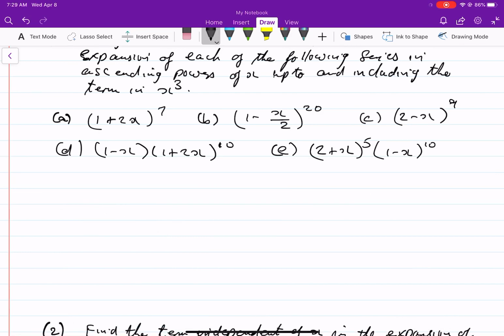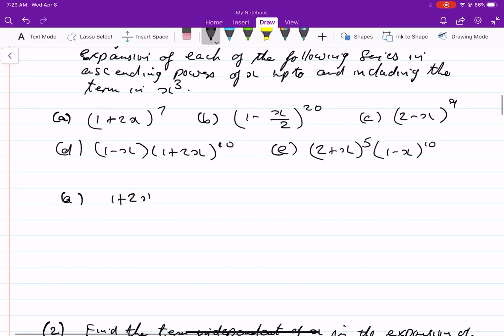Part A. We want to find a binomial expansion up to and including the term in x cubed in ascending powers of x. Expand the following series in ascending powers of x up to and including the term in x cubed. The first one is (1 plus 2x) all to the power 7. That's what we're trying to expand.